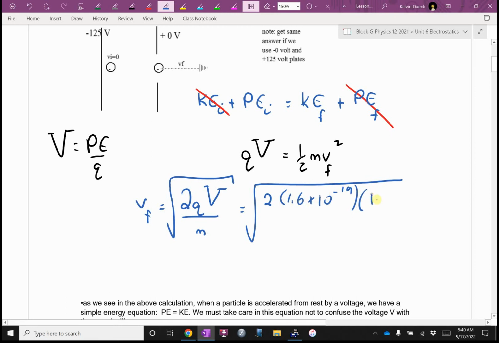Voltage, 125, all over the mass of an electron. Should be a fairly good speed.